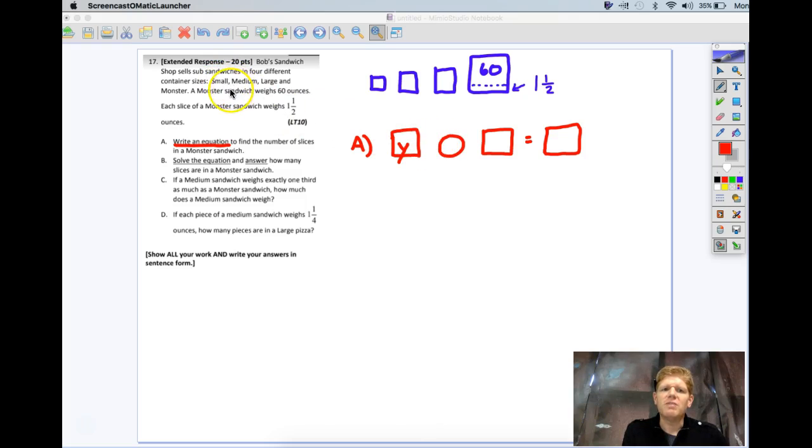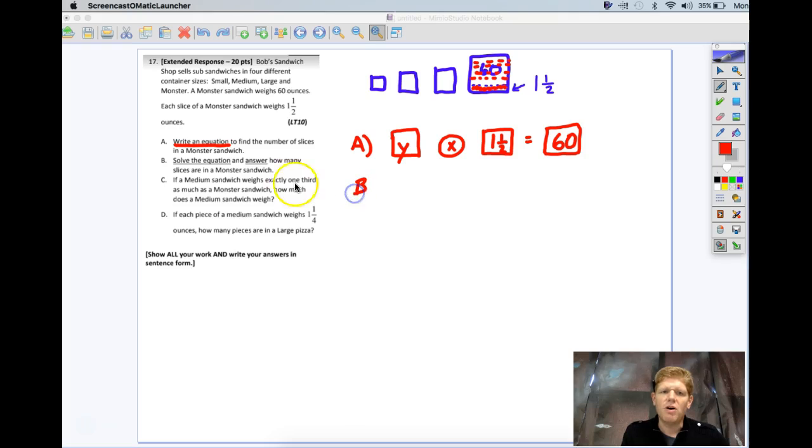So he's selling sub-sandwiches. A monster sandwich weighs 60 ounces. So we know that ultimately this is going to need to be 60, right? And we know that each slice of a monster sandwich is going to be 1 1/2. And you're going to multiply these 2 together to get that 60, because whatever the weight for each slice is, if you multiply that by the number of slices, then we are going to get the total weight, which was 60. So this is our equation.